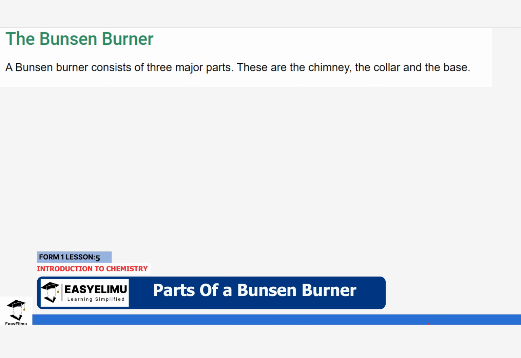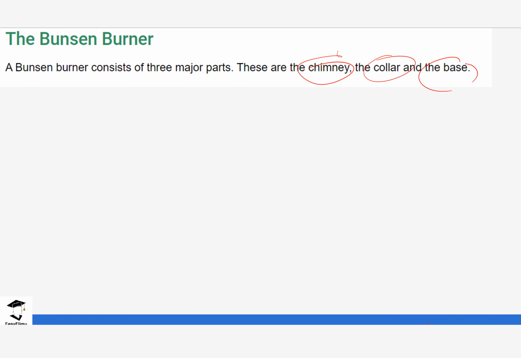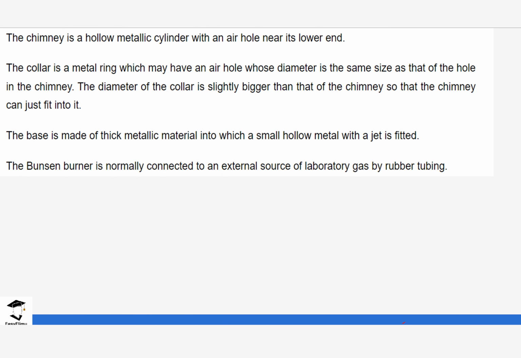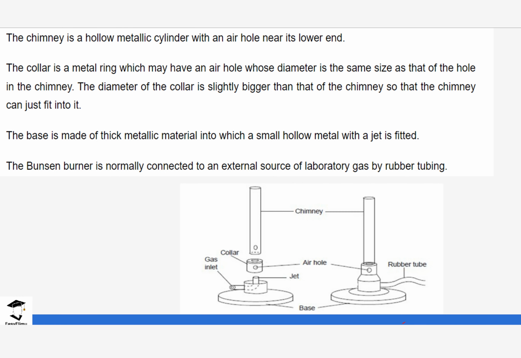So when you look at the Bunsen burner, it usually consists of three major parts. We have the chimney, the collar, and the base. So this is the Bunsen burner. We have the chimney, and then we have the collar that is inside here, and then we have the base. So when we look at the Bunsen burner in detail, we know that the Bunsen burner has a chimney. This chimney is a hollow cylinder with an air hole at the end.